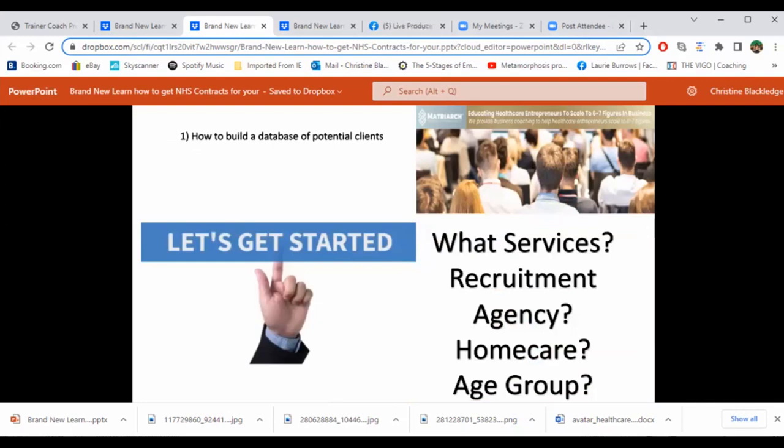Well, first you've got to work out what services you are providing. Are you a recruitment agency, providing nurses, healthcare workers and support workers to NHS hospitals and care homes, for example, where you don't need to be registered? You can start immediately, providing you've got the documentation in place and the right staff members that are competent, qualified and compliant. Then you can start straight away.